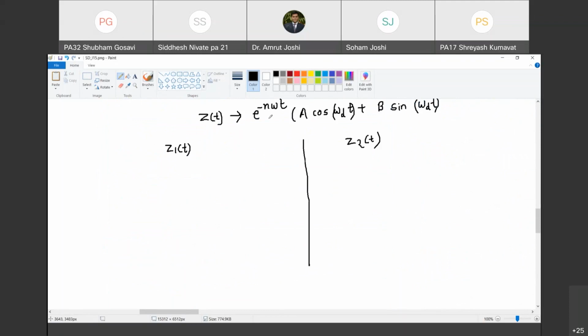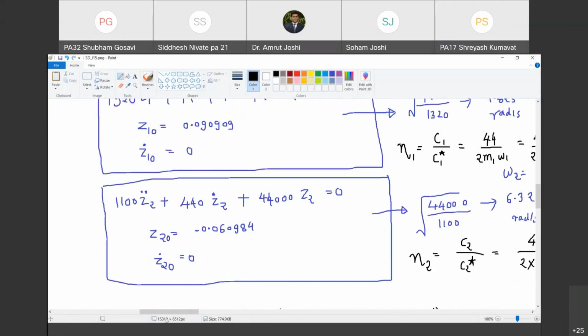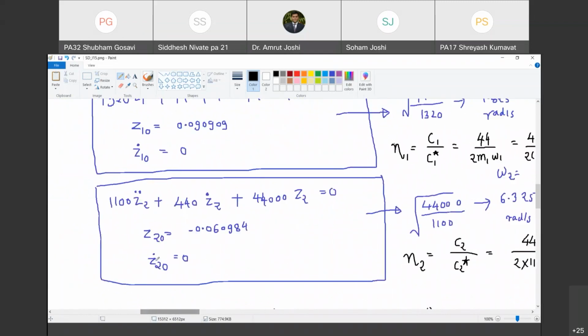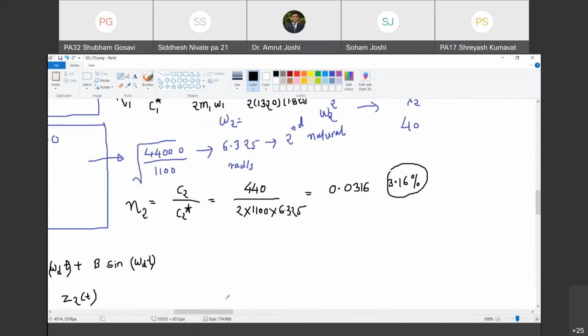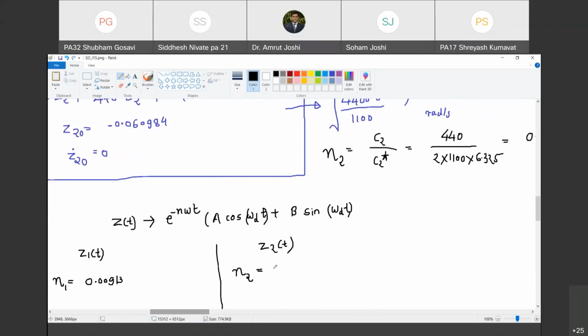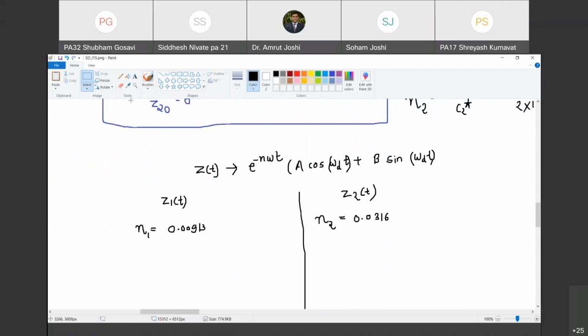So quickly मुझे terms calculate करके बताओ. What is the value of eta 1 in the first case? That we have already calculated. That value is 0.00913. Happy? Yes, sir. What is the value of eta 2 here? That value is 3.16%, that is 0.0316. Right? Yes, sir.